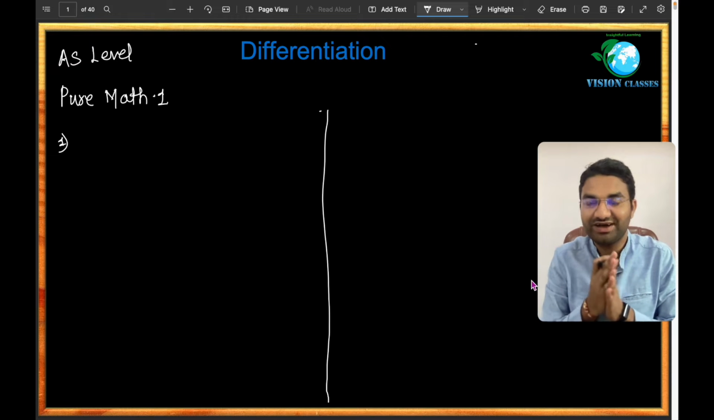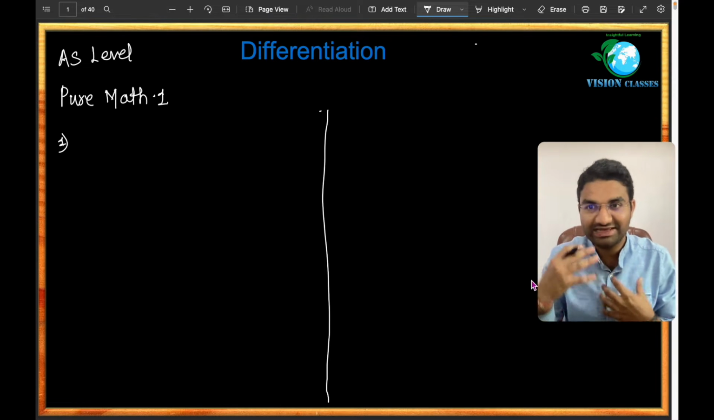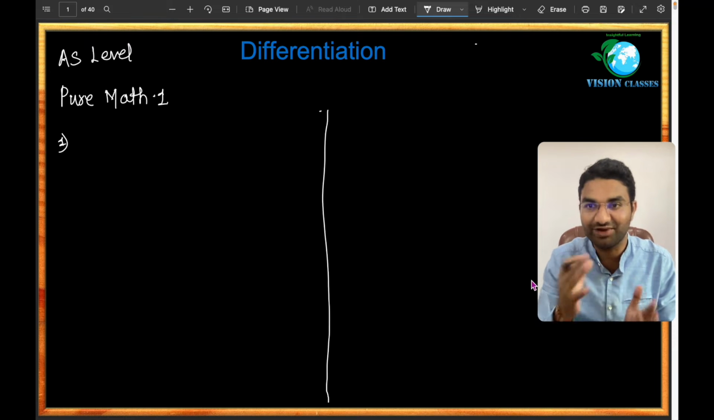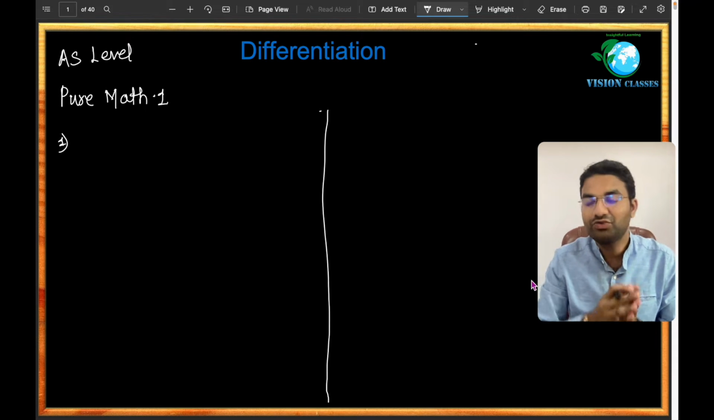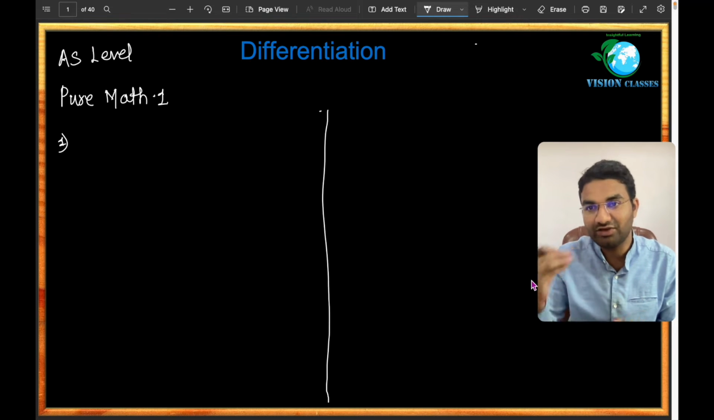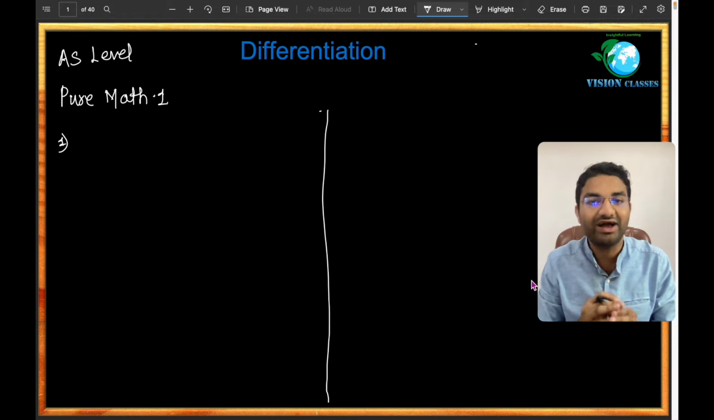So today we are going to discuss, or just revise, the concepts of differentiation. It's an AS level topic, and even A level students require this topic to revise. So what we'll do is revise all the concepts of differentiation and small points and details, and then we will solve one past year question.